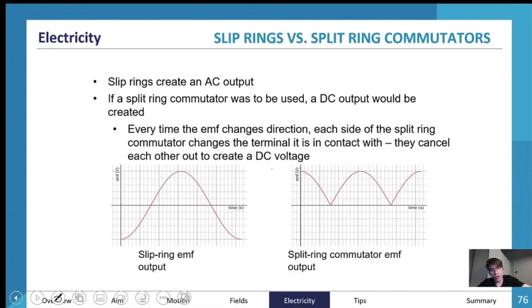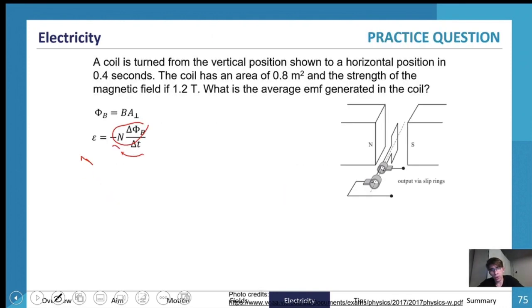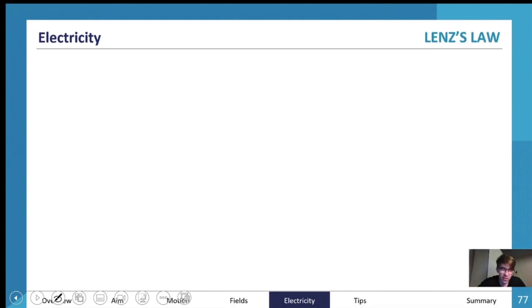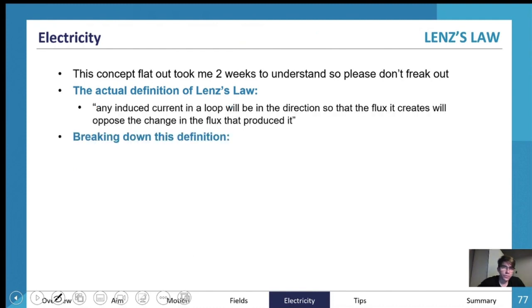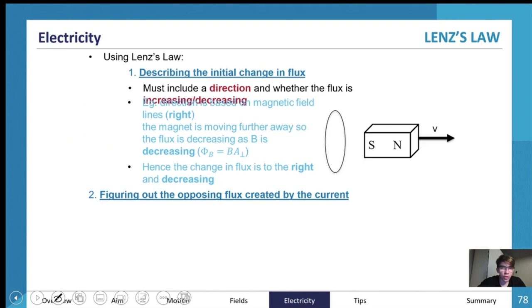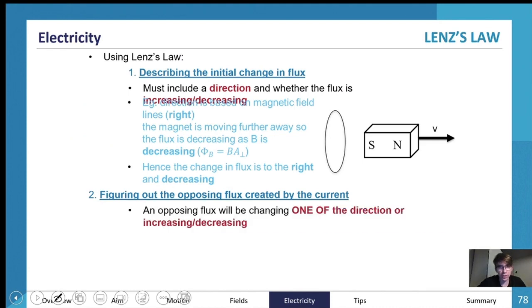Now, this voltage output can either be AC or DC, depending on the type of commutator you're using. You're either using a slip ring commutator or a split ring commutator. So electricity is generated here, and then what's the output? Well, you can control it. You can either make it continuous or discontinuous, AC or DC. But it takes a bit of time to understand them. You need to understand how it actually works. You need to understand Lenz's law.